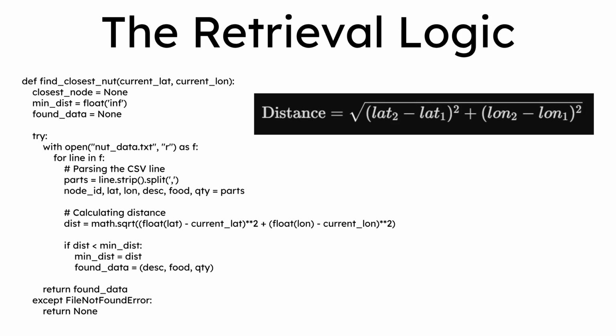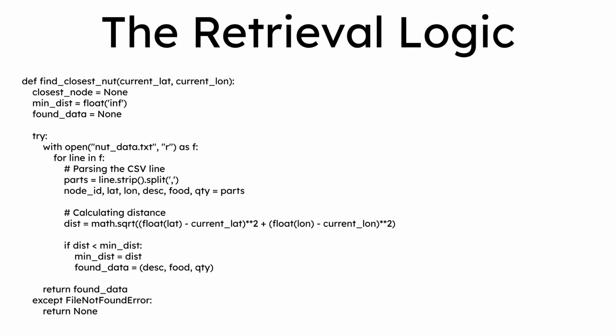The distance calculation. We use the Euclidean Distance Formula. In geometry, this calculates the straight line distance between 2 points on a 2D plane. Comparison logic. We initialize min_dist as float INF, infinity. As we calculate the distance for each row, if a new distance is smaller than the previous min_dist, the code updates its target to the closer point. By the time it finishes the loop, it has identified the absolute closest node.